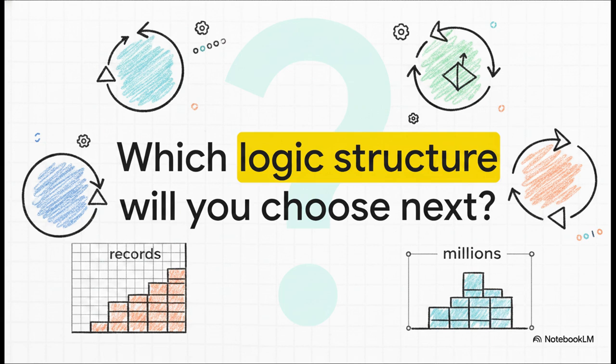So, looking ahead to your next assignment or coding project, which loop logic structure will you choose for your next algorithm?